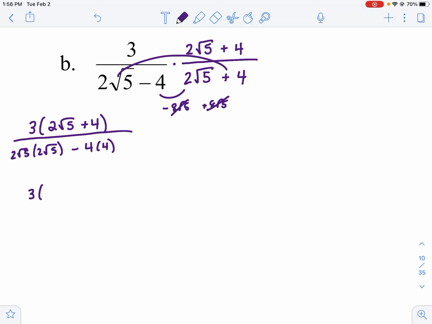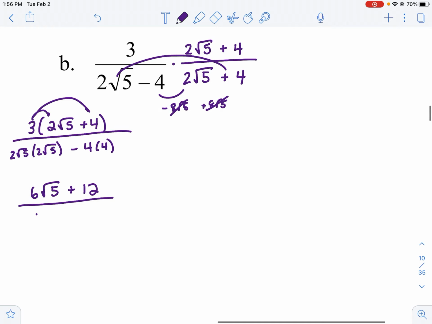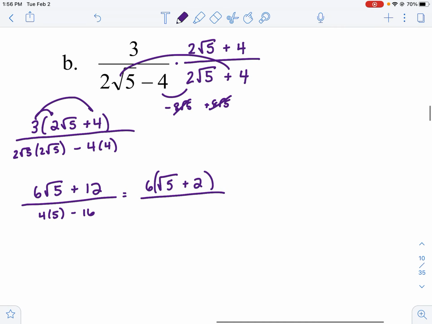So simplifying here. In the numerator, I'm going to go ahead and distribute that 3. So I'm going to get 6 root 5 plus 12, all over, simplifying this denominator, 4 times the square root of 25, which is just 5. So 4 times 5 minus 16. In my numerator, I see a 6 and a 12, so I'm going to factor out a 6. And we're left with the square root of 5 plus 2, all over 20 minus 16, which is 4.